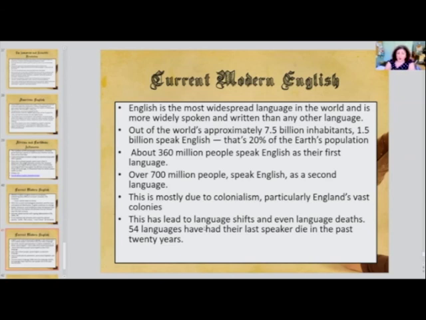And a lot of this is due to English colonialism. England spread far and wide, and they made their tongue the lingua franca, which I find to be such an ironic phrase because lingua franca referred to when French was the dominant language because of colonialism, but it is now English. And that's led to language shifts and even language deaths. 54 languages have had their last speaker die in the past 20 years. English has won. For better or for worse.